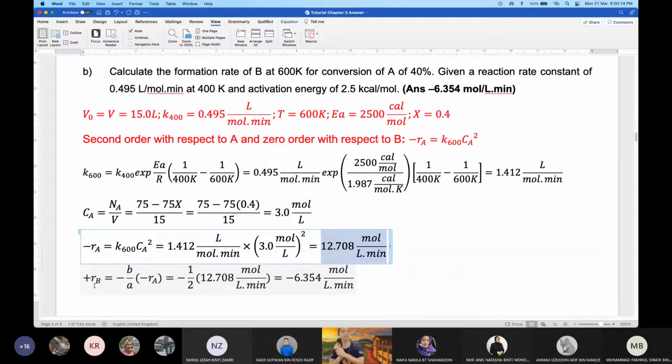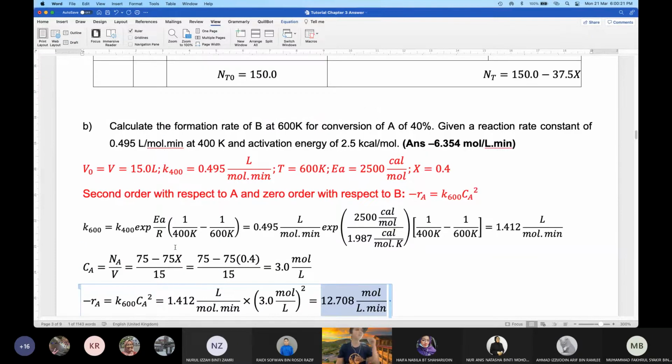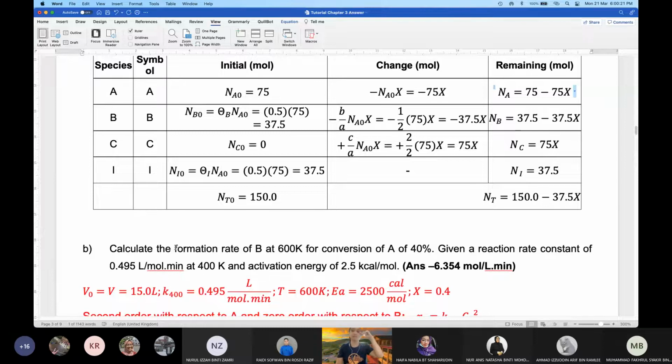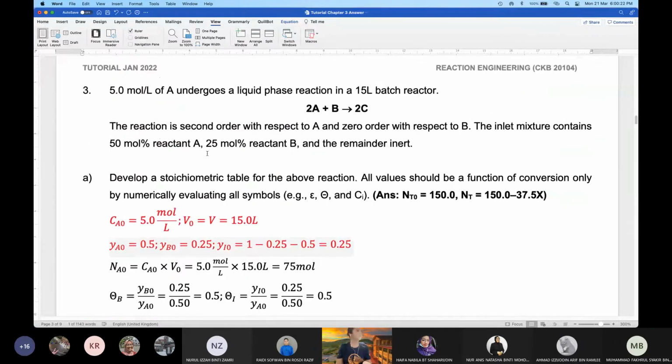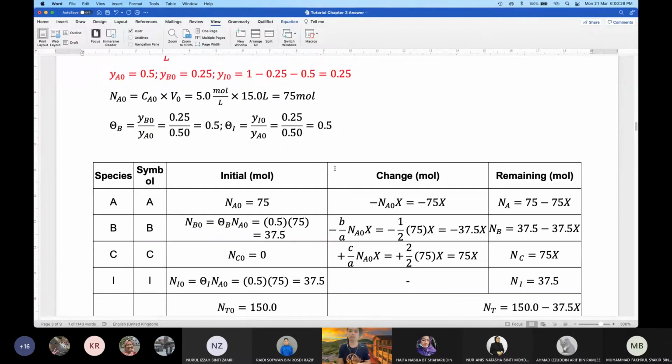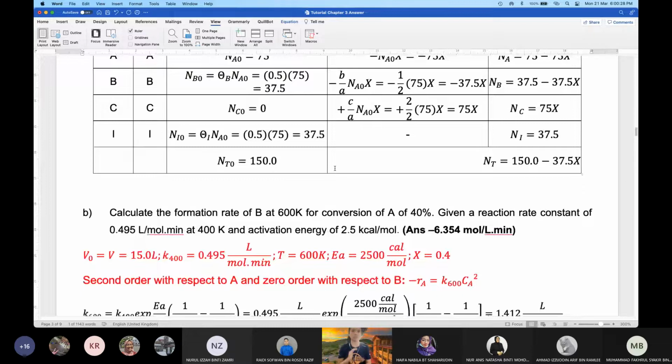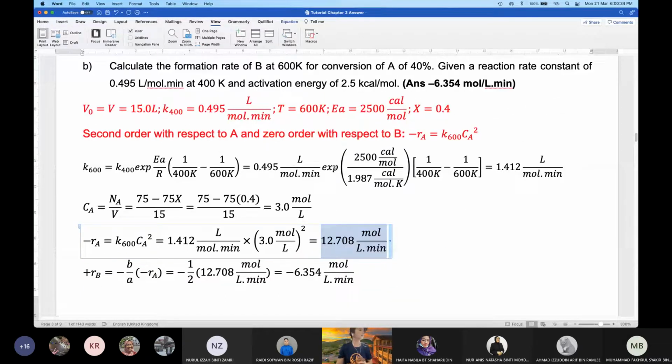So keluarkan balik perkaitan dia. So positive RB, rate of formation of B. However, in this reaction, B is a reactant. Nak cari rate of formation of B. However, B is a reactant, B disappear. So nak cari kadar pembentukan tetapi B hilang, it doesn't agree to one another. That's why the number has a negative sign in front of it.